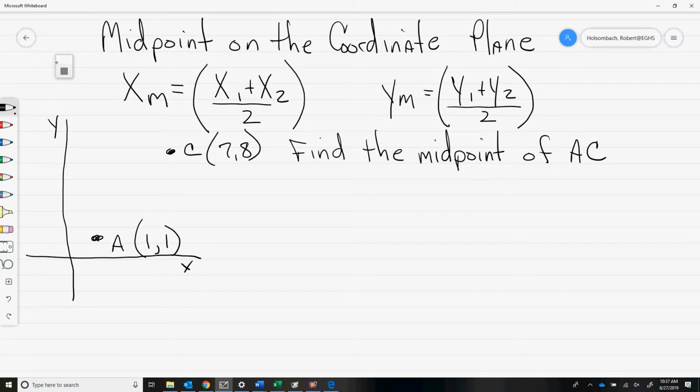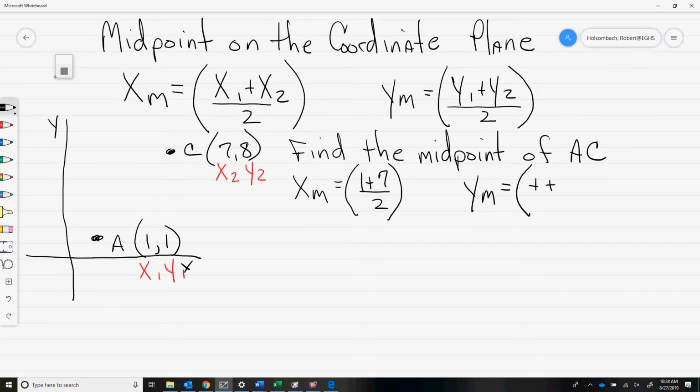Alright, so your first is going to be, label the points. I would still recommend labeling points. This is your x1 and your y1. And then up here at point C is your x2 and your y2. So our x at the middle is going to be equal to 1 plus 7 divided by 2. And our y at the middle is going to be equal to 1 plus 8 divided by 2.